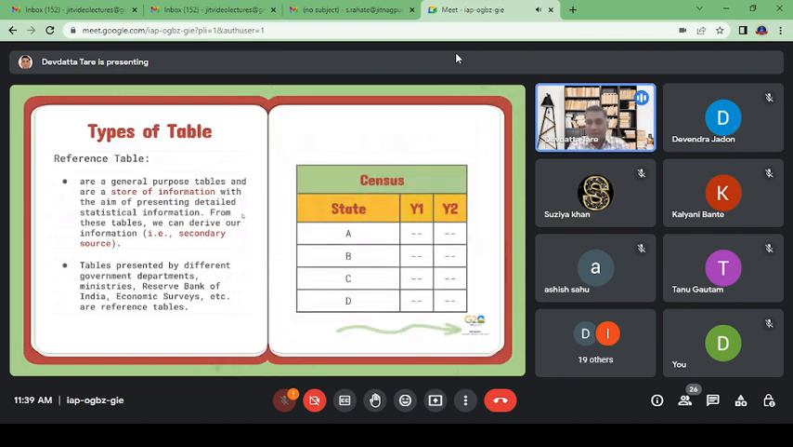Then there are types of table. First is the reference table. Now, what is a reference table? A reference table is nothing but a voluminous table, or we can say the main store of information, which is general purpose, with the aim of presenting detailed statistical information. Best example is our census data. Best example is your CPI data, that is the consumer price index, of inflation, that data. So that data has the primary collection of data, and it is presented in a way from which, using that table, we can make secondary data. So these are known as reference tables.